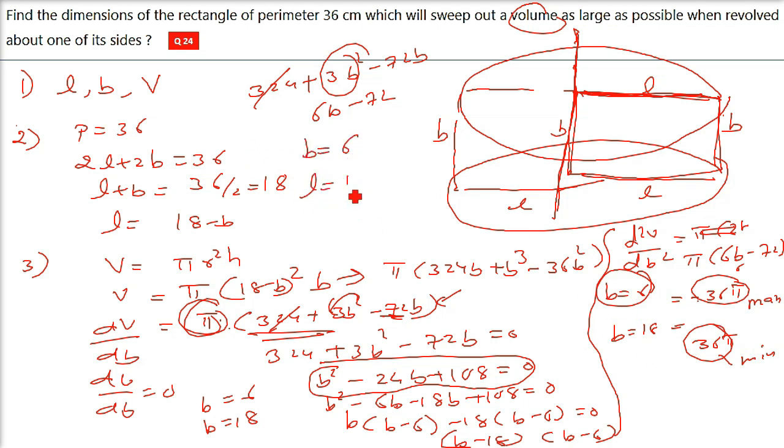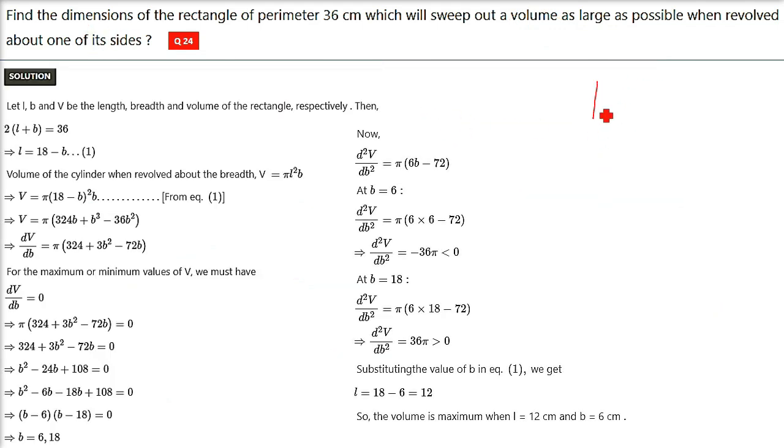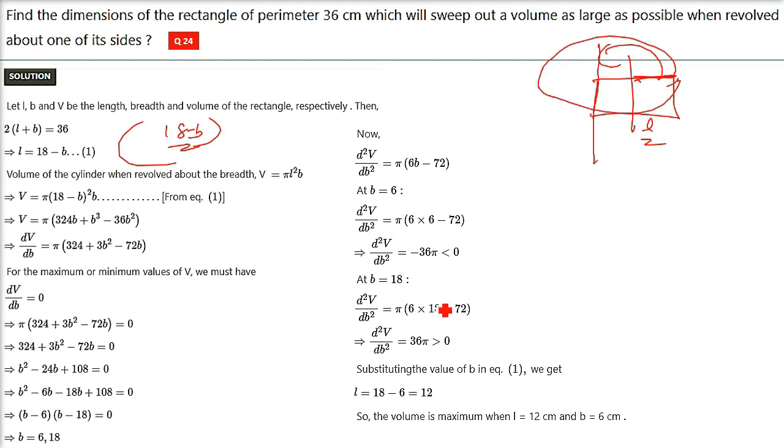So L will be what? 18 minus 6, that is 12. So length is 12 and breadth is 6. These are the length and breadth values, and that is the answer, because the dimensions are being sought in this question. So you need to make the diagram, because most of the time students will think that we normally revolve it around the center line, but here it is not. You are revolving it around the breadth b, or the height actually. You can call it a height in this case. All other things remain the same: making the expression, equating it to 0, and so on.